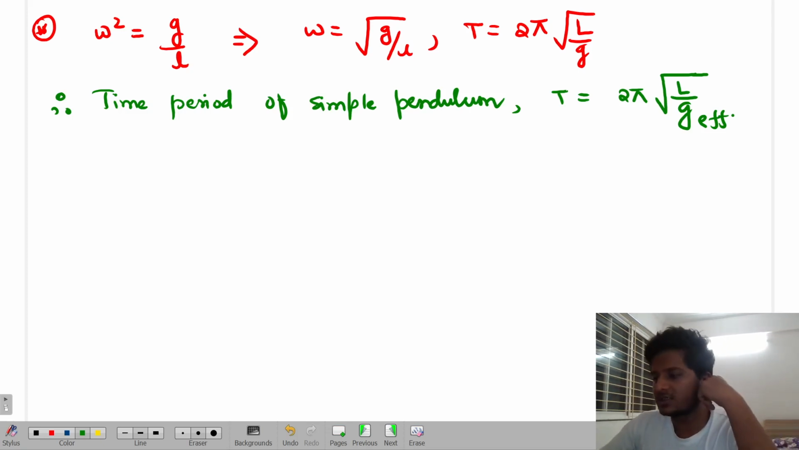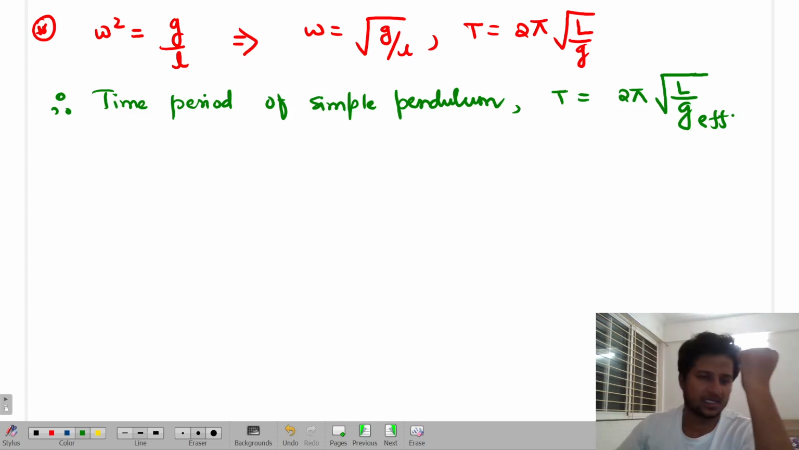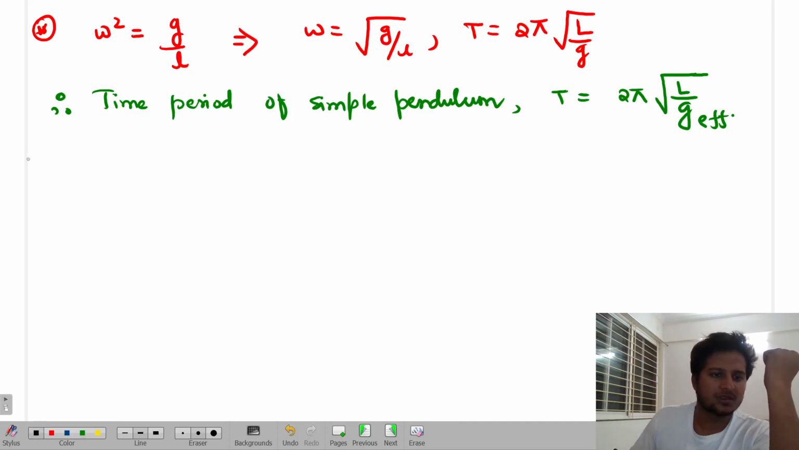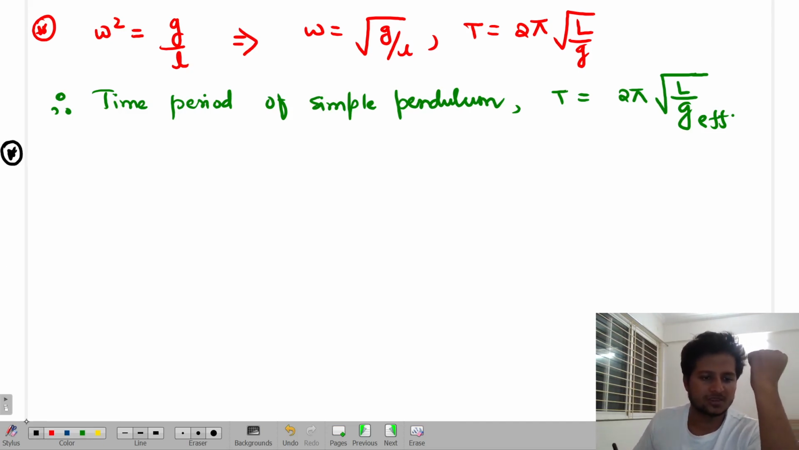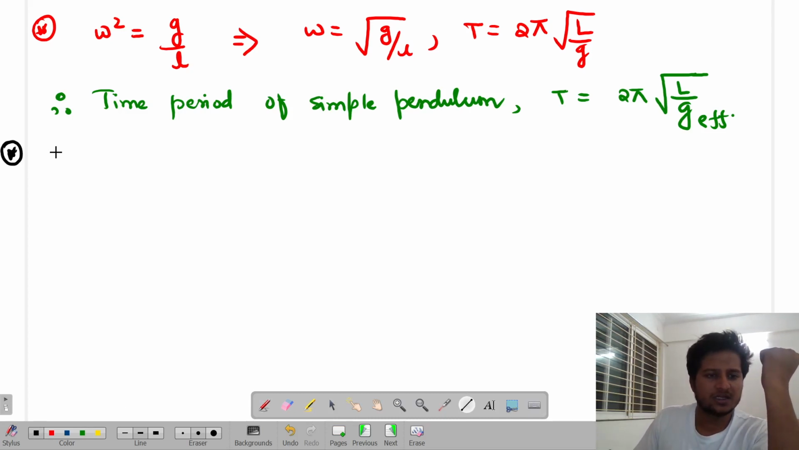So let us just try to bring this into some different kind of equations. I'll just give you some finding the effective length or effective something like that. So can you just tell me, let us just think of these cases in the case of lifts.